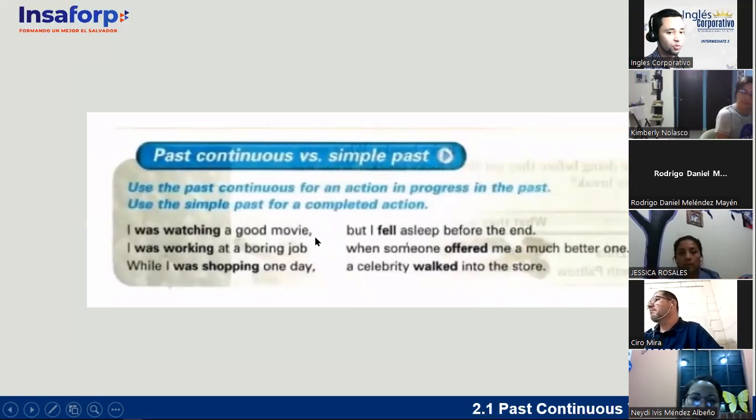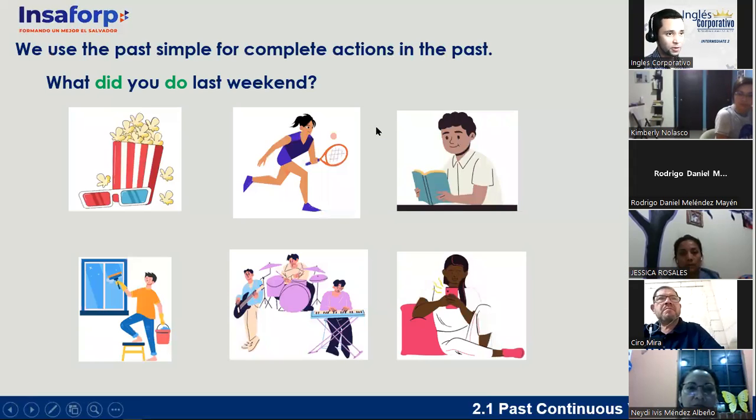You have some examples. I was watching a good movie, but I fell asleep before the end. I was working at a boring job when someone offered me a much better one. And while I was shopping one day, a celebrity walked into the store. So those are some examples. But again, as usual, I'm going to give you some more information.